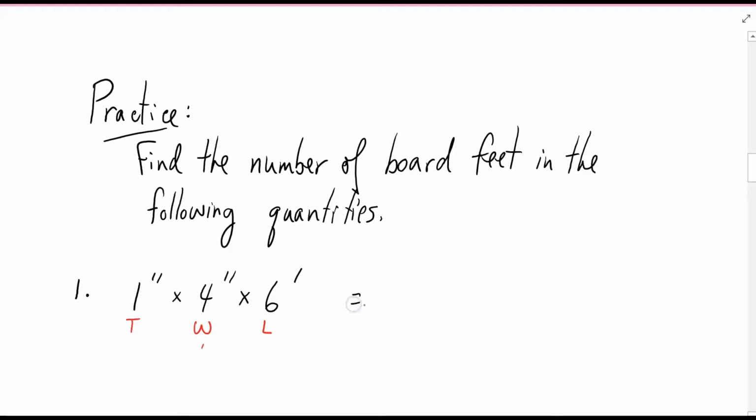It's 1 inch, so that's a standard thickness. We will measure 1 inch. And it's 4 inches wide. Now, 4 inches is okay for width, but we need to do that in feet, so this is 4/12 of a foot. And it's 6 feet long.